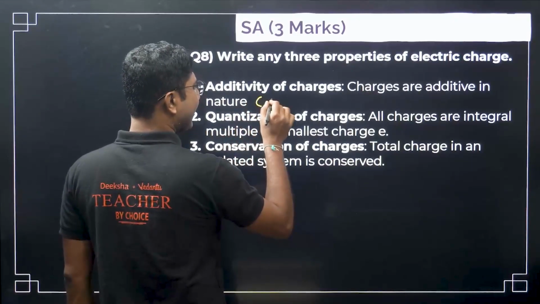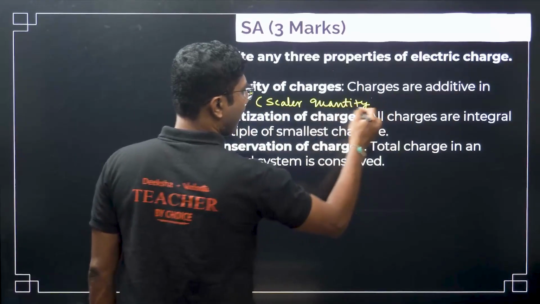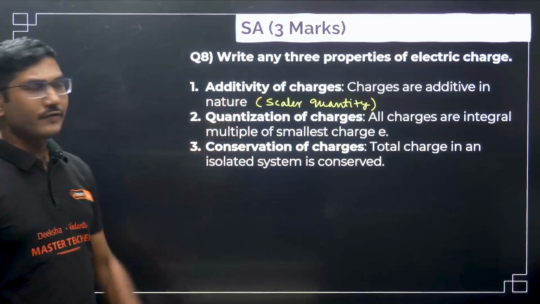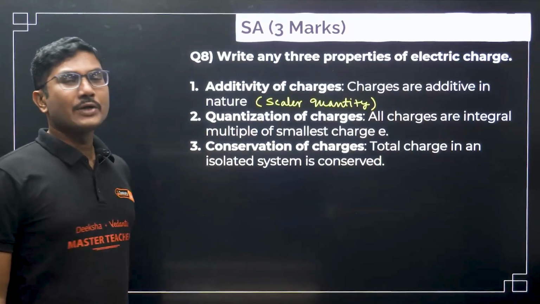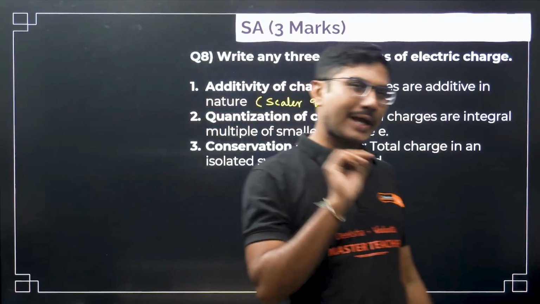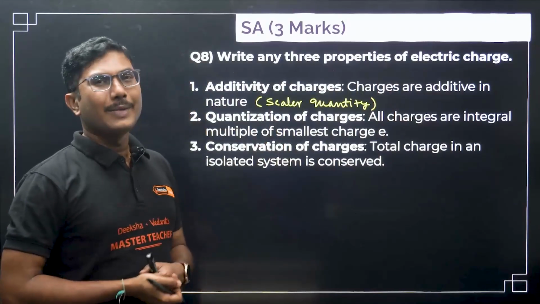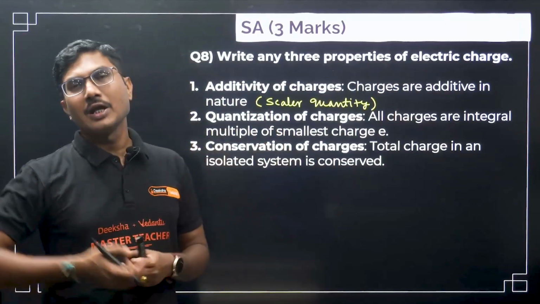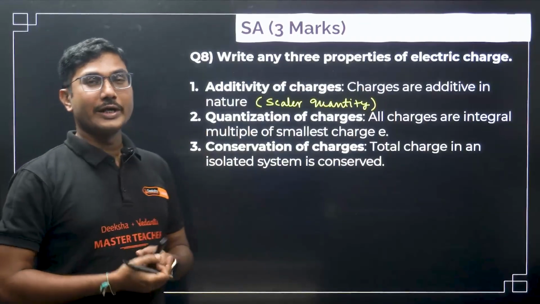You can write that charge is a scalar quantity. That is also fine for the explanation of additivity of charges. Whenever you write the properties, write at least one line of description. They are not expecting you to write a full history over here, but at least one line explanation is sufficient for you to let the teacher know that you have studied it.